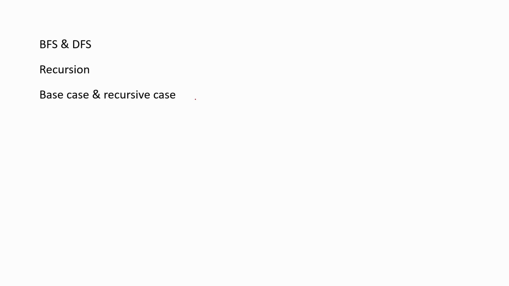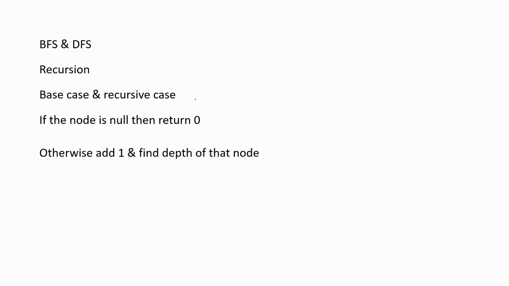So in this case our base case will be, say, there is no node in the tree. If there is no node, that means the root node is null, then we return 0. And the recursive case, which is a bit difficult to find out, will be adding 1 and keep finding the depth of that node. So let's try to describe this line a bit more.